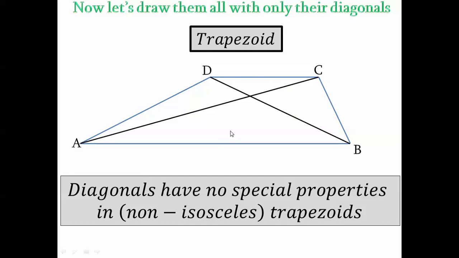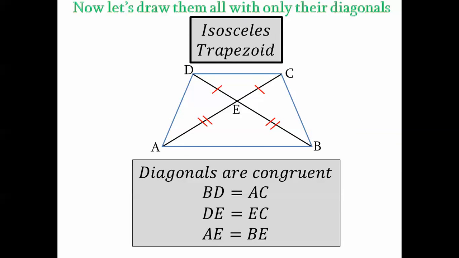Alright, if you're just a kind of an ordinary old trapezoid, you don't really have any special properties as far as your diagonals go. Nothing super special about them. If you're an isosceles trapezoid, however, you do have some pretty important properties. We've got segment DB and segment AC are congruent, right? The diagonals are congruent, really important.